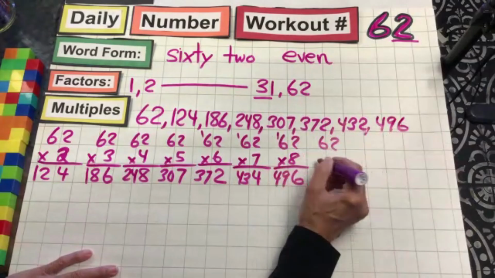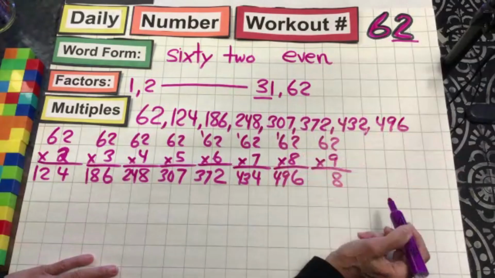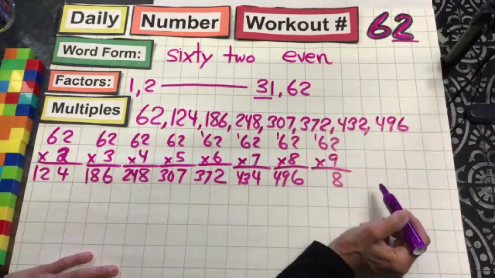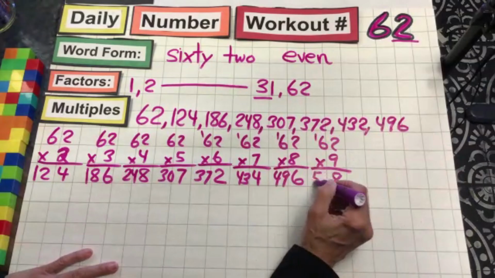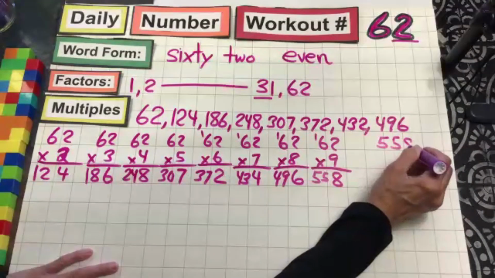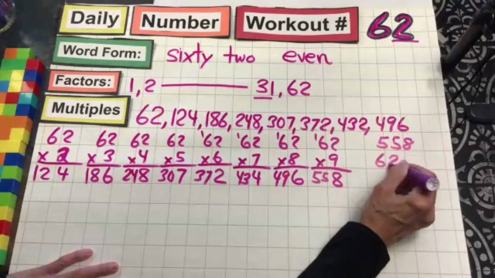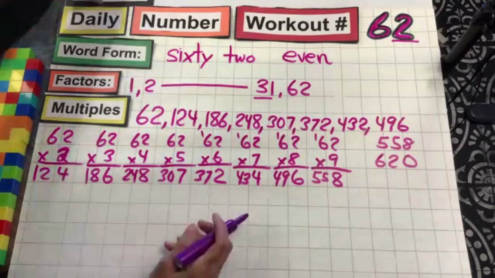And we have 62 times 9. 9 times 2 is 18. Drop the 8, carry the 1. 9 times 6 is 54 plus 1 is 55. So we have 558. And then 10 times any number is that number with a 0 in the ones place. Boom, we have the first 10 multiples of 62.